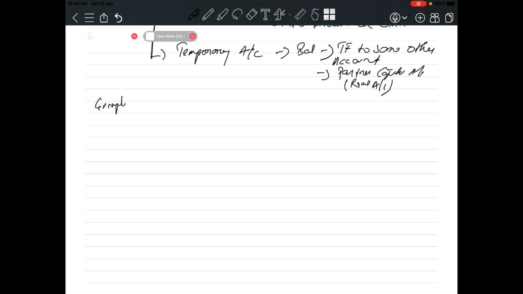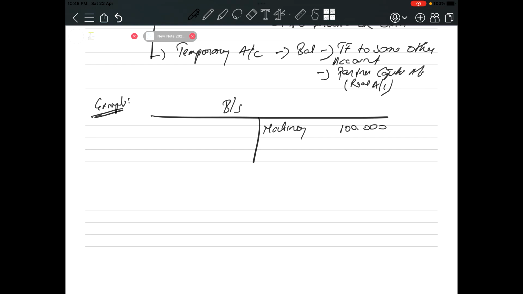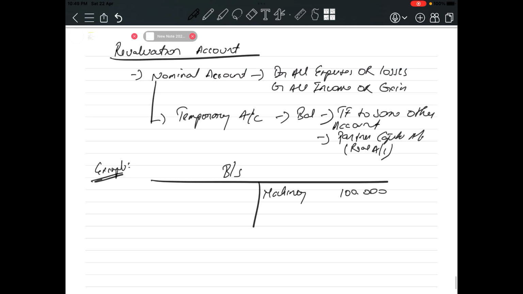Now let's try to understand with a few examples. This is an extract of your balance sheet. When will revaluation take place? When there will be reconstruction of the partnership firm, basically when there will be admission of a new partner. Then we check the current market value of the assets and liabilities, and accordingly we make adjustment on revaluation account.